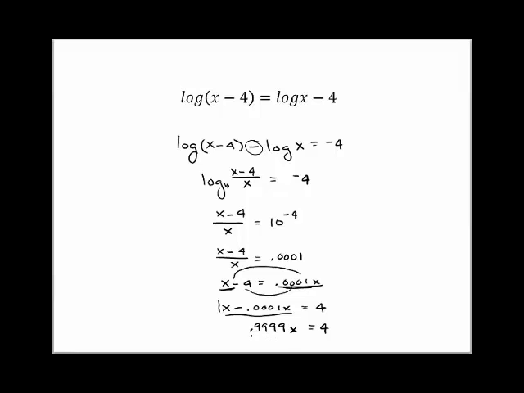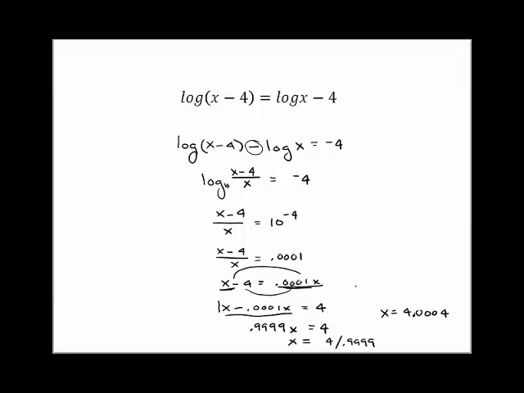Okay. Divide by 0.9999. I'm running out of room here. I'm sorry. Divided by 0.9999. That's going to be almost 4, isn't it? I think if you put it in your calculator, you're going to find out that x is actually equal to 4 point and a number of decimal places, and then 4. Make that a little clearer.